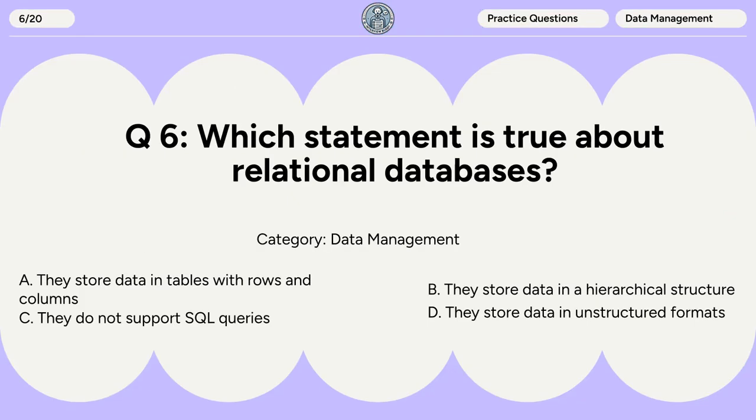Question 6. Which statement is true about relational databases? A. They store data in tables with rows and columns. B. They store data in a hierarchical structure. C. They do not support SQL queries. D. They store data in unstructured formats.